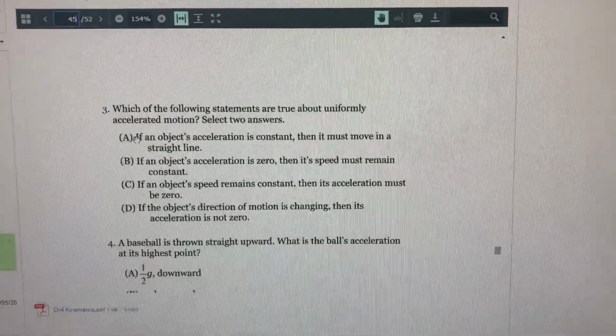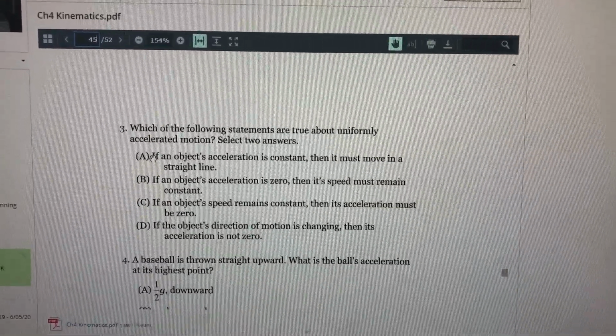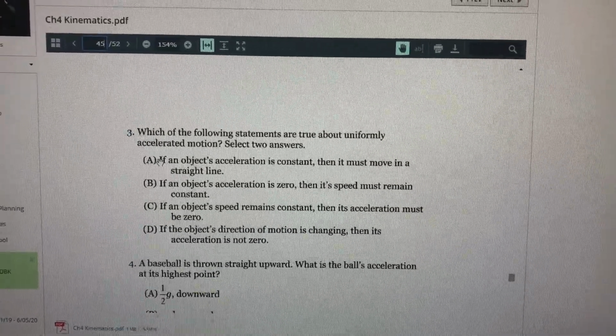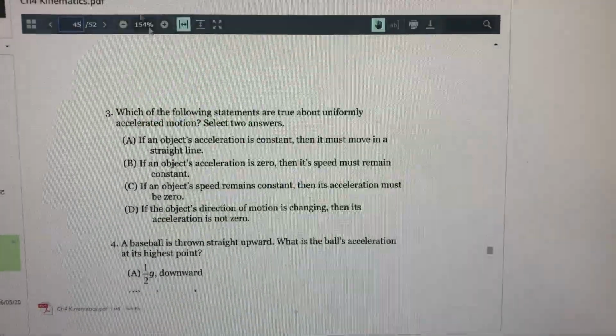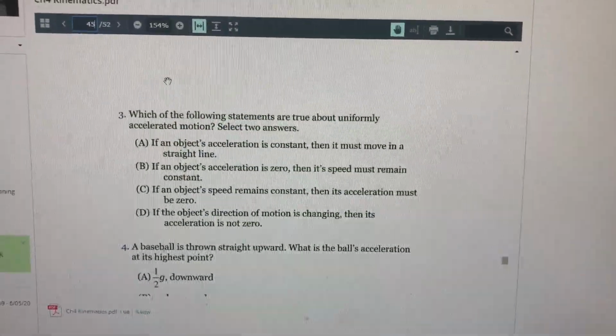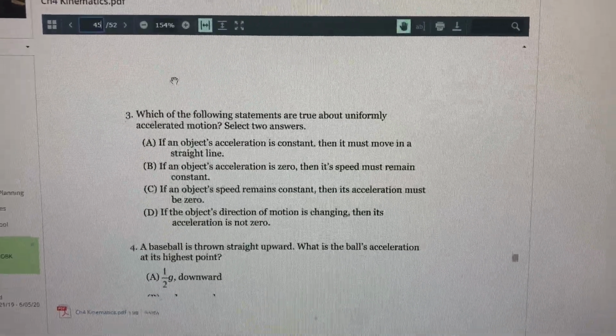Number 3 says, which of the following statements are true about uniformly accelerated motion? Select two answers. Now we saw from that B and D, I believe, just double check. Yeah, B and D were the answers. Uniformly accelerated motion, if an object's acceleration is 0, its speed is going to remain constant. That's true.